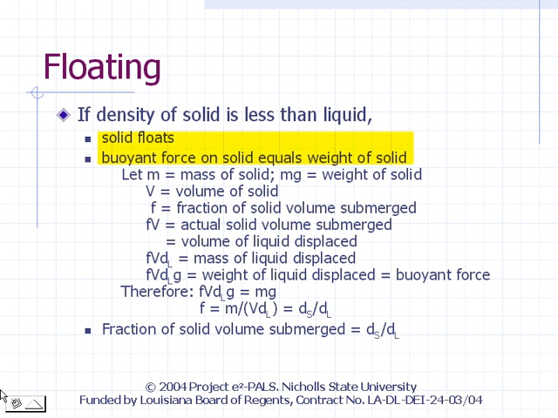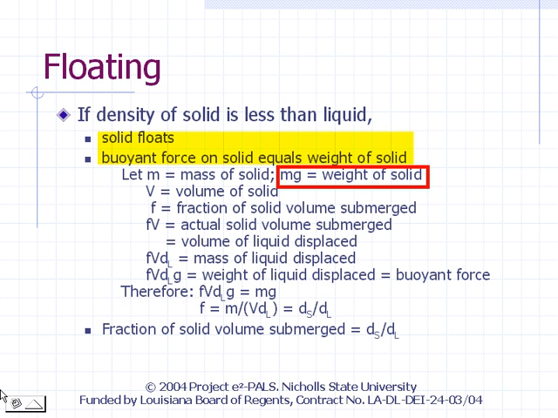Let M and V be the mass and volume of the solid. The weight of the solid is mass times acceleration of gravity, mg. Let F be the fraction of the solid volume that is submerged. For example, if only 40% of the solid is submerged, F is 0.4. Then, the actual solid volume that is submerged is F times V. This is also the volume of the liquid displaced by the solid.